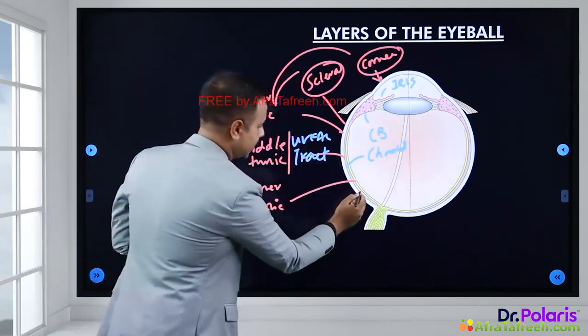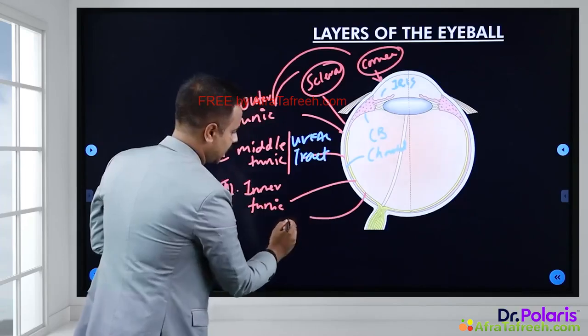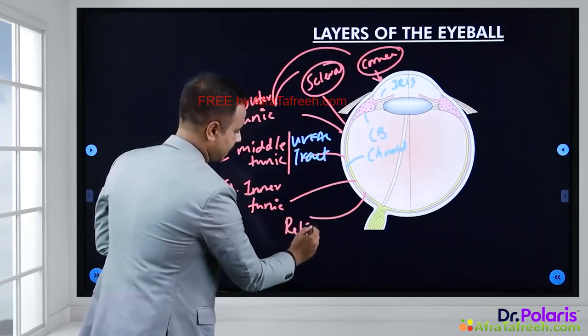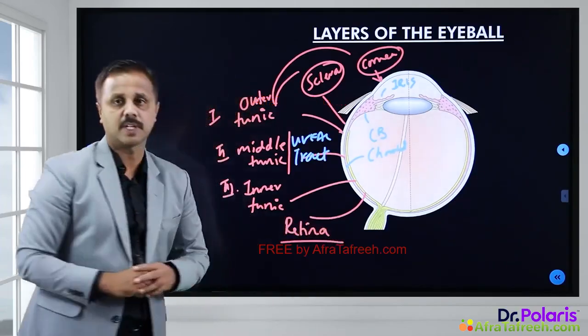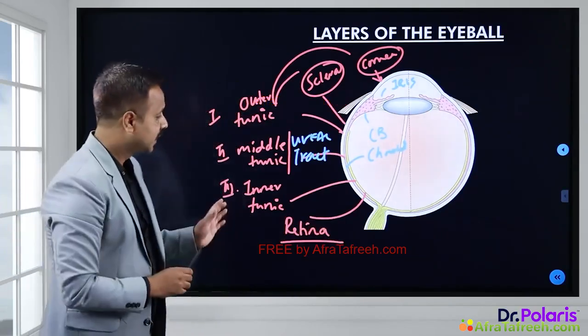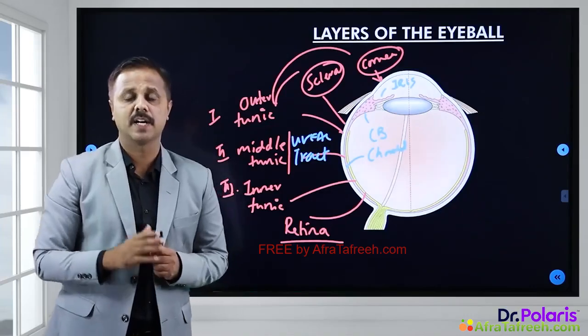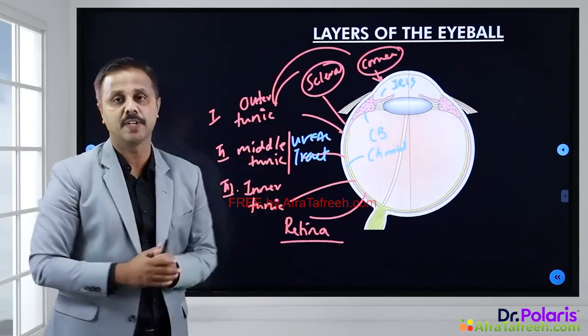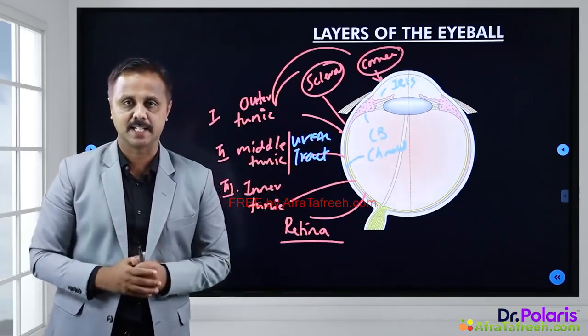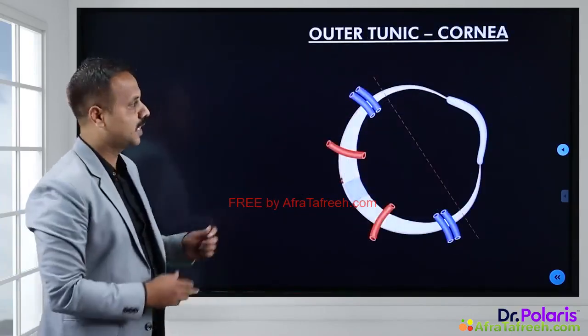Whereas the inner tunic is made up of only one layer and this is retina, which is a neural tissue responsible for vision. This is regarding organization of the entire eyeball into three distinct tunics or three distinct layers. Let's learn about the cornea now.